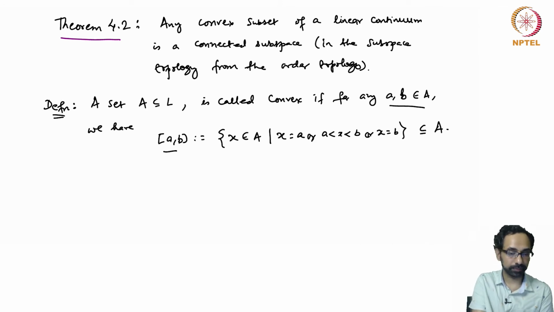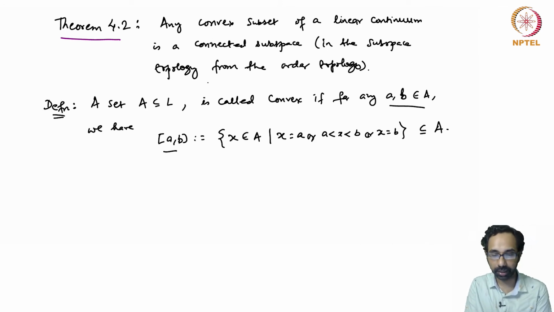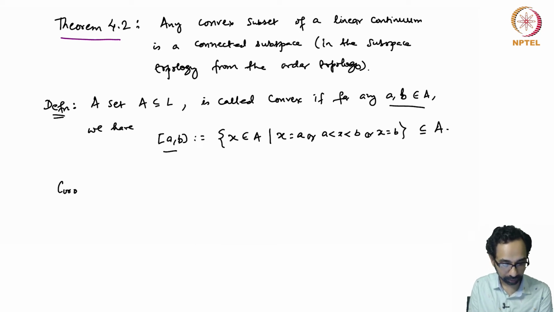And we are saying that a convex subset of a linear continuum is a connected subspace, which means that when you define the order topology on the linear continuum, and with respect to the order topology you give the convex subset the subspace topology, then it becomes a connected subspace. So let us see a proof of this theorem 4.2, but before that we can already have a corollary.